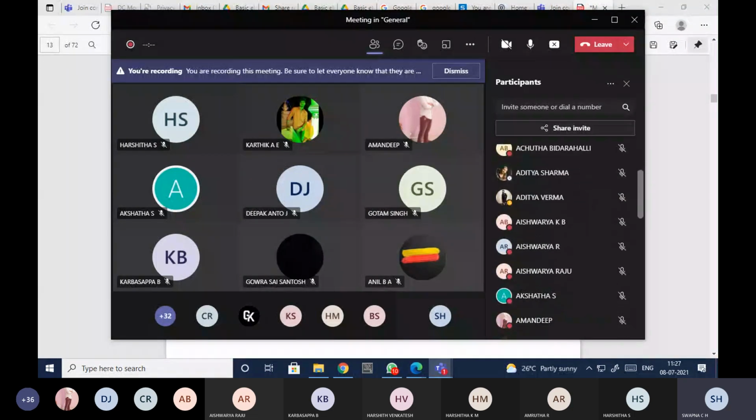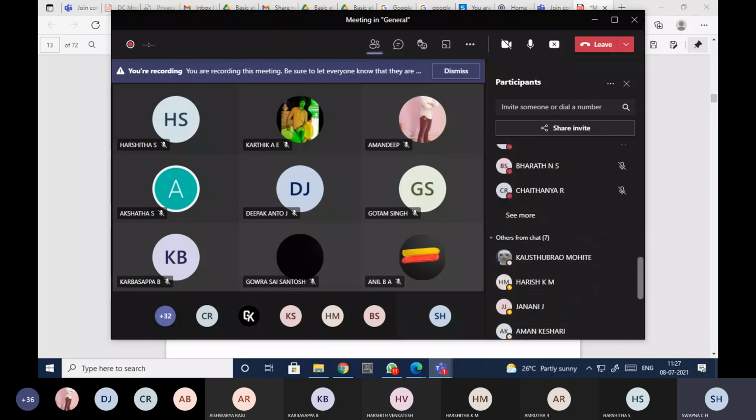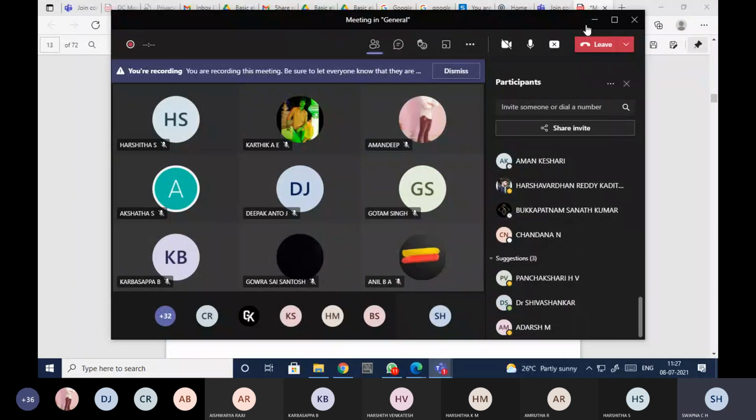and LED. Have you all understood the photodiode and LED? Yes, ma'am. Okay.